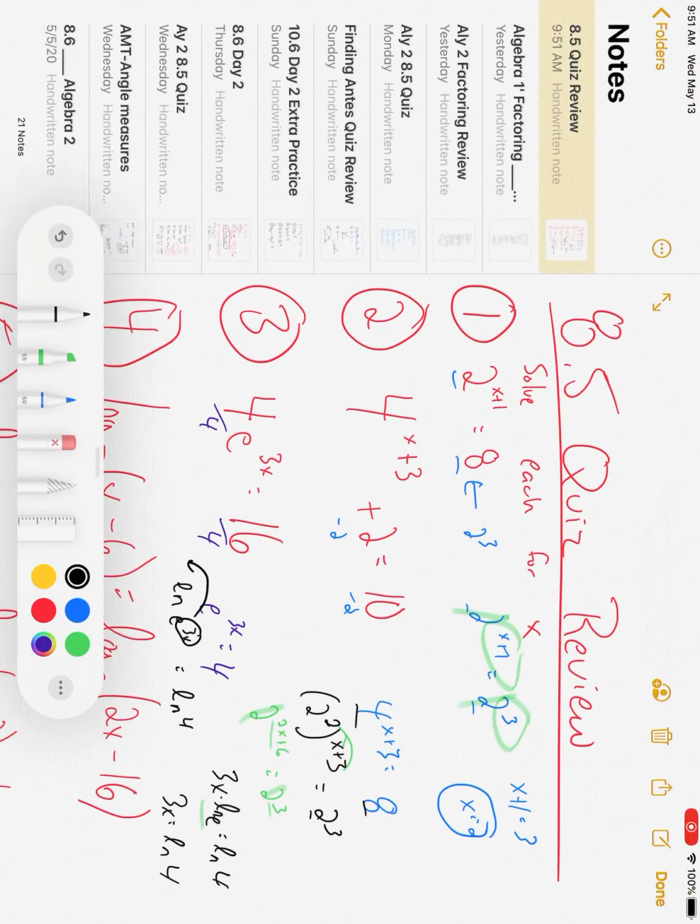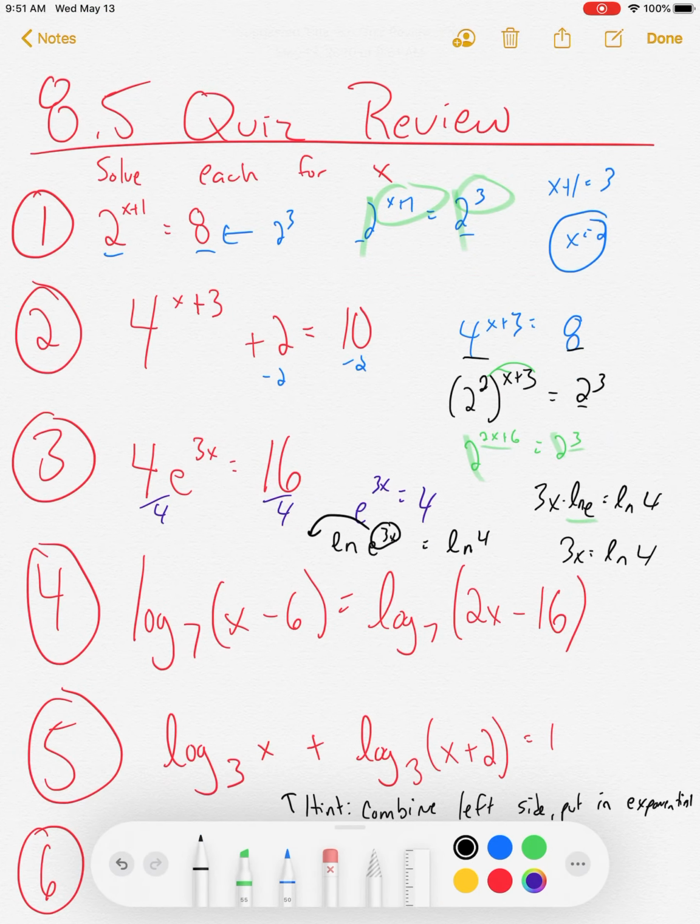And remember, the ln of 4 is a number, so on your calculator, ln of 4, you should get 1.386. 3x equals 1.386. Divide by 3, divide by 3. x equals, and you divide this by 3, you get 0.29. 0.29 should be your answer.